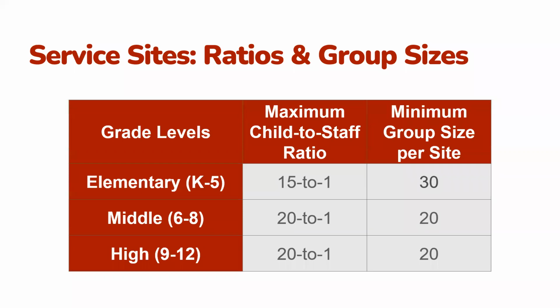And then the other piece is that there is a minimum group size per site. And so what this means is that if you are proposing a site and you're proposing a specific age group, keep in mind that your proposal should be in alignment with the minimum group size per site. So for elementary, that's 30. So if you're looking to serve a site with elementary children, the minimum that you can propose for that site is 30. And then for middle school, it's 20, as well as for high school.